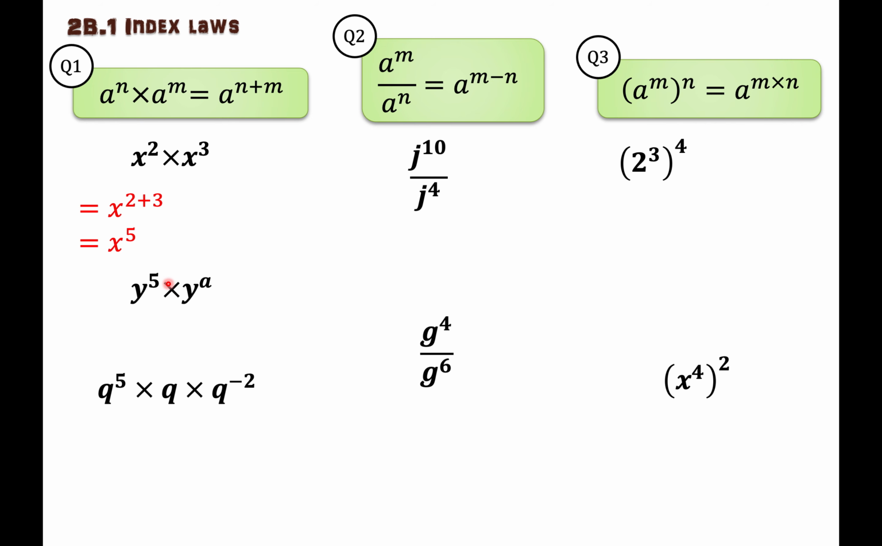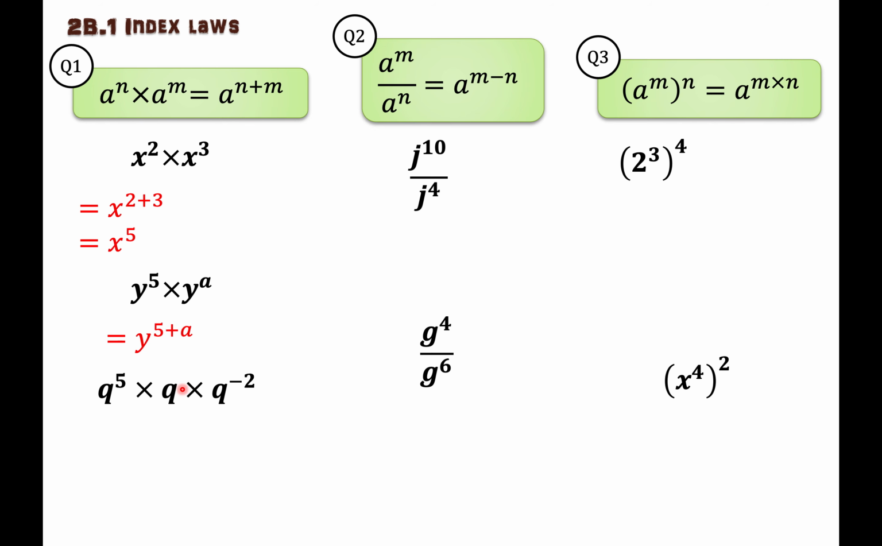Cool. We can do something similar here, but we won't be able to simplify it as much. This is y to the power of 5 plus a. I can add these exponents together because the bases are the same, and these two exponents are multiplied. So I can add these powers together, 5 plus a.